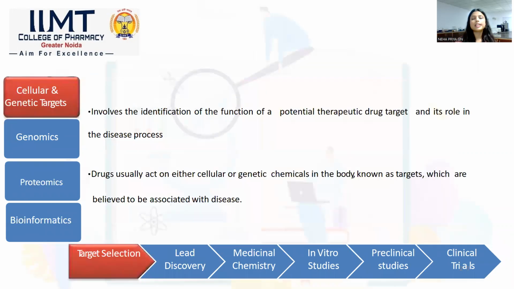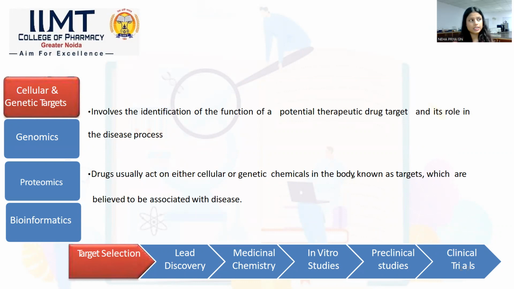First, we'll go with the cellular and genetic targets. What does cellular and genetic target mean? Basically, it is the identification of the function of a potential therapeutic drug target, and what are the roles of this drug target in the disease.